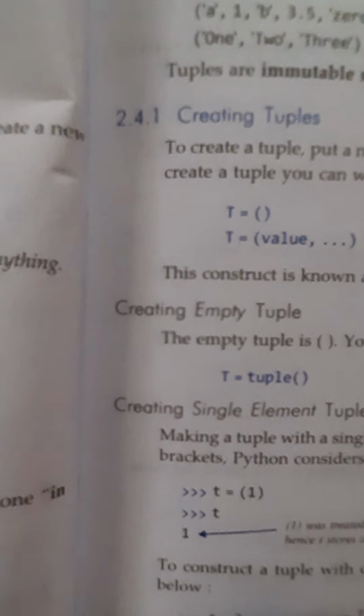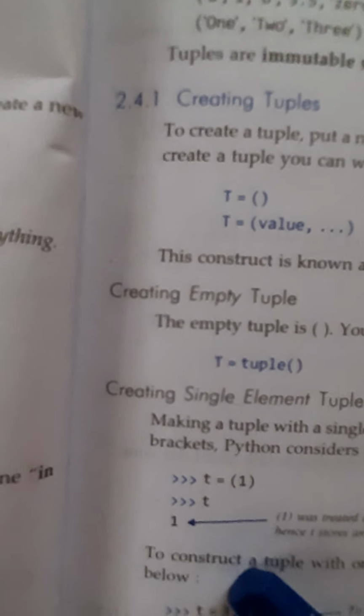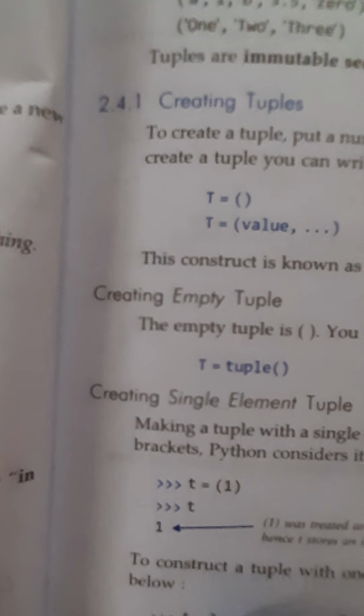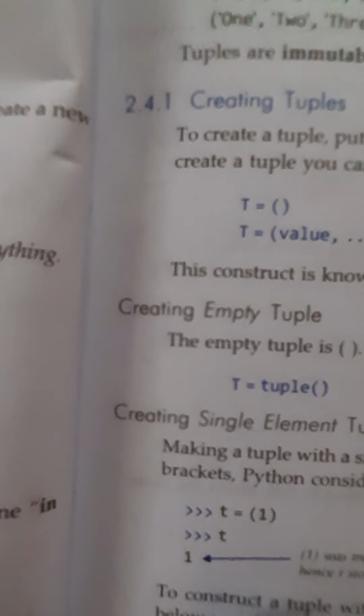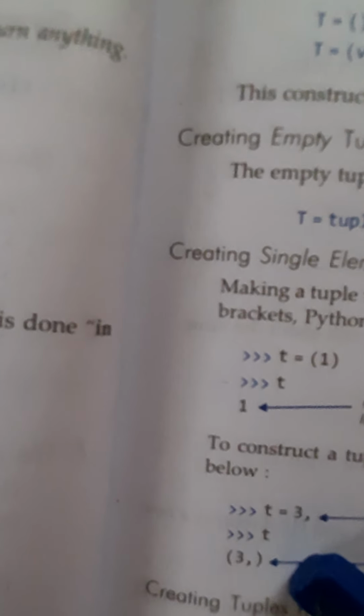So now what it is doing, 3 comma. When I try to display t, see here, when I try to display, so it is displaying 3, the value 3. Yeah, the value 3 is displayed.